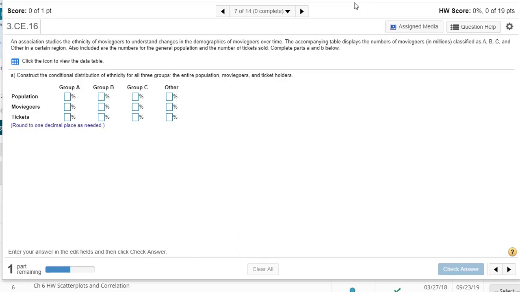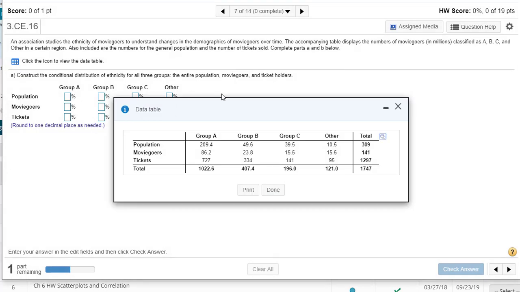An association studies the ethnicity of moviegoers to understand changes in demographics of moviegoers over time. The accompanying table displays the number of moviegoers in millions classified as A, B, and C and other in a certain region. Also included are the number for the general population and the number of tickets sold. Complete parts A through B below. Okay, so let's go ahead and click and view the table.